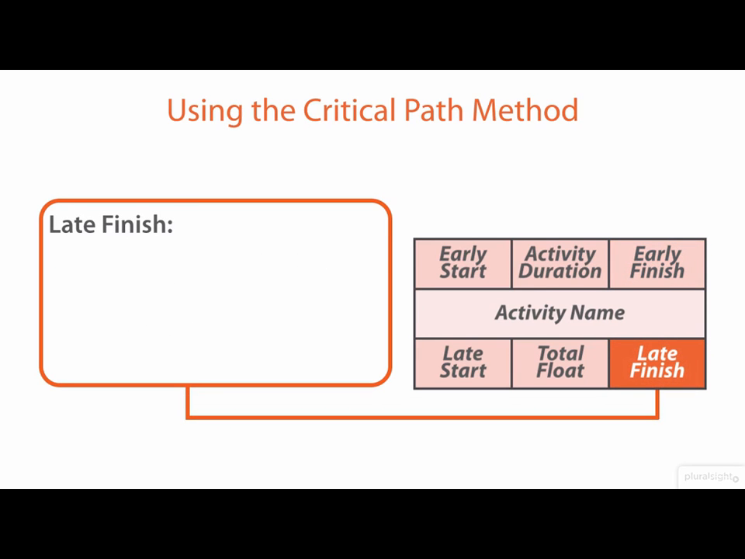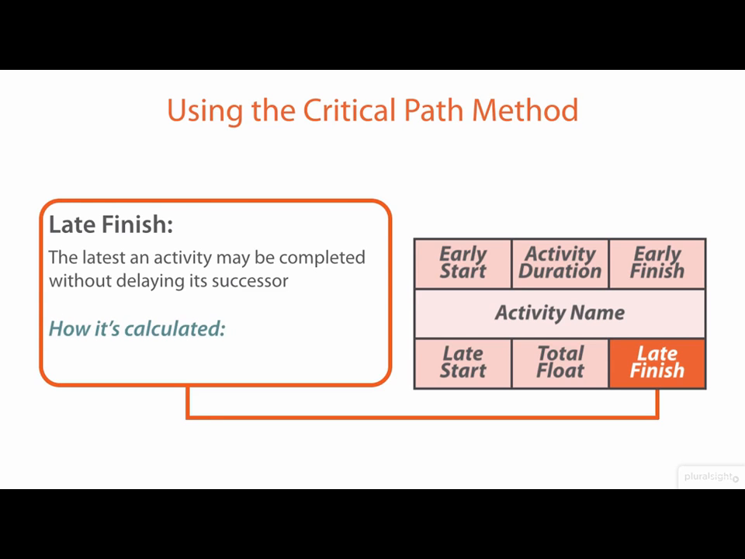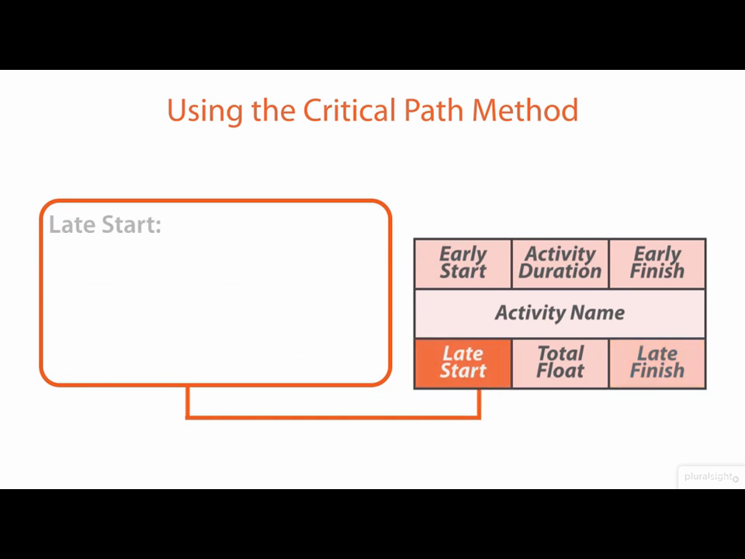The late finish date is actually the next one that can be calculated. In this case, this would be the latest that an activity can be completed without causing a delay for the next activity in line. You calculate the late finish by taking the late start date of the successor activity and subtracting 1 from it. In other words, we have to finish this activity no later than the day before the next one is set to begin in order to not cause any delays in our schedule.